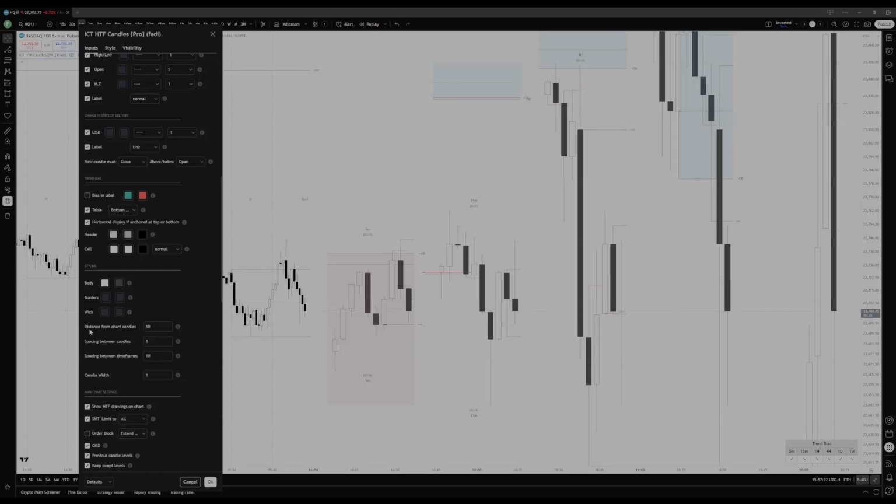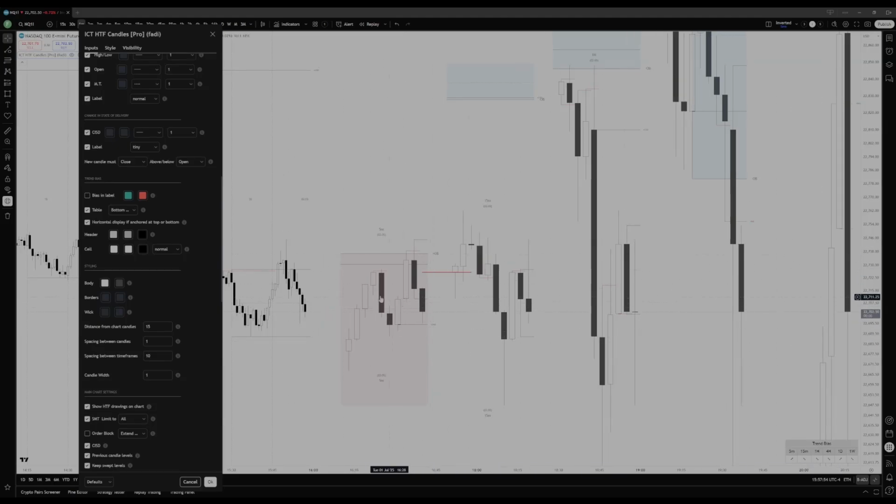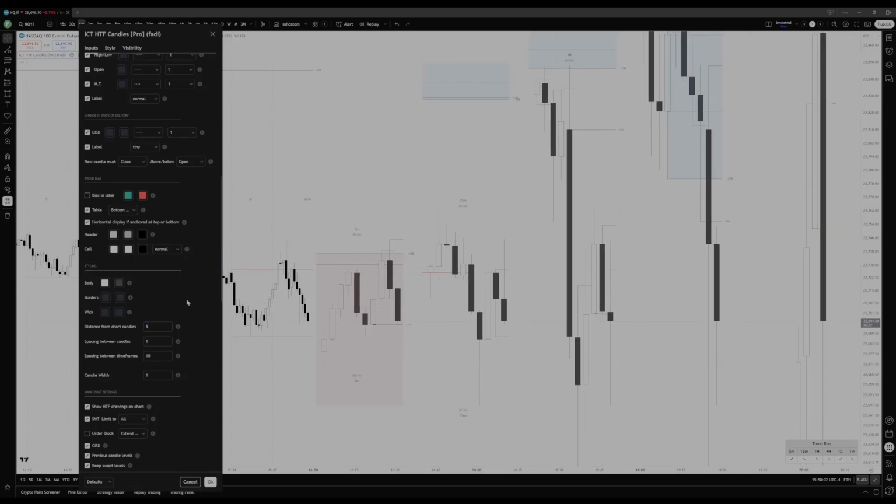So the first setting is the distance from chart candles, and that controls where the candles are going to start drawing. So 10 means 10 candles to the right from the current candle. 1, 2, 3, 4, 5, 6, 7, 8, 9, 10. So that will push the candles here. If you change it to, let's say, 15, the candles are going to be pushed out, all of them, 15 candles to the right. And if you want it to be tight, you can change it to, for example, 5, just because you have a smaller screen resolution and you want to fit them close by, whatever your requirements are, you can do that there.